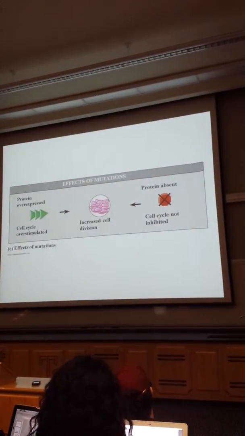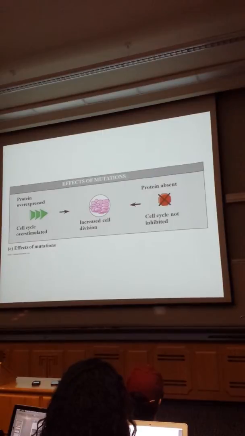So let's take a look at our overall summary of what I've just talked about. So when you have a proto-oncogene that undergoes amplification or is overexpressed, where you have an excess amount of oncoproteins functioning, the cell cycle becomes overstimulated, and you have increased cell division.